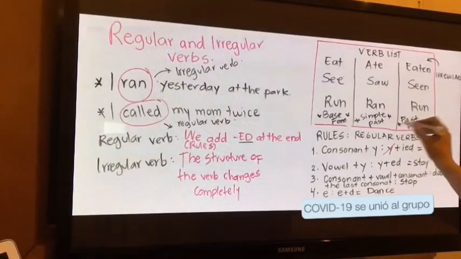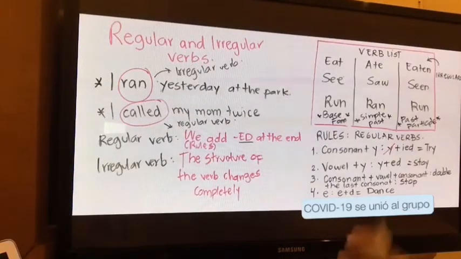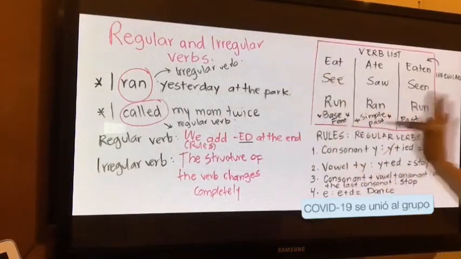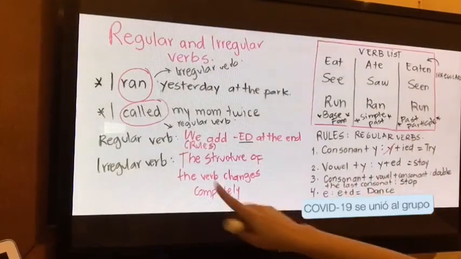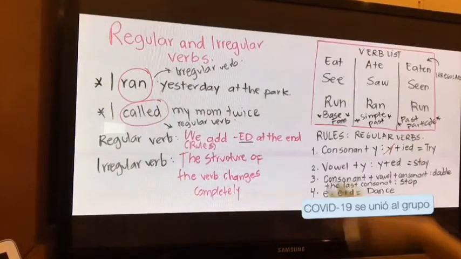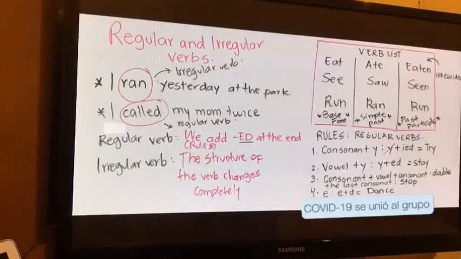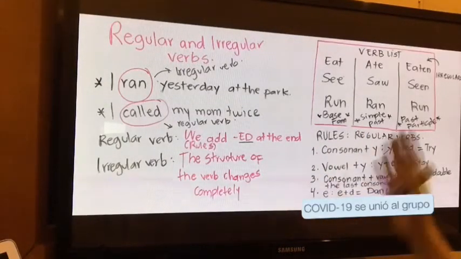Okay, so in case you want to change a verb and you don't know if it's regular or irregular, at the beginning you will have to use the verb list, and you will have to look for it and find it. If you don't see it in the verb list, then that means that the verb is regular, so you will have to follow the rules to be able to change the verb.